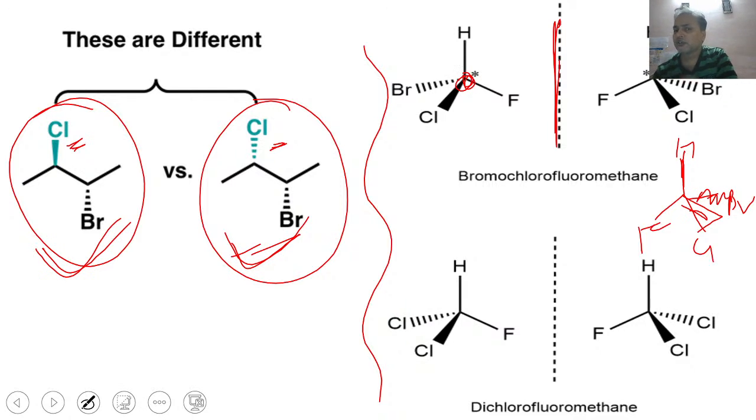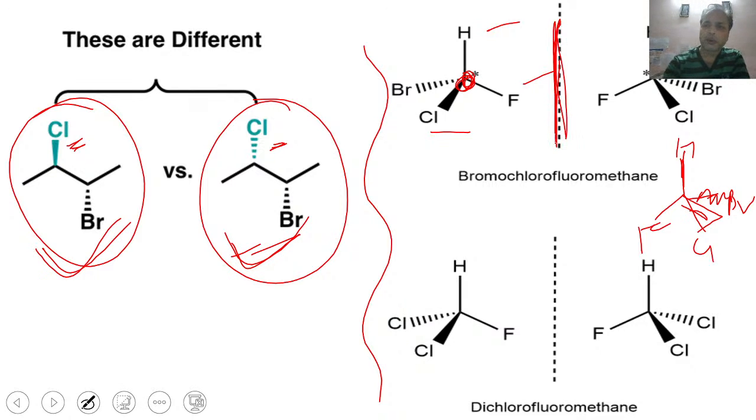Why is it asymmetric? Because the carbon has 4 groups, 4 single bonds, and all 4 are different. Hydrogen is different from fluorine, fluorine is different from chlorine, chlorine is different from bromine. All 4 different types of groups are associated with that carbon, so this has one asymmetric carbon. Obviously it will have stereoisomers, it will have enantiomeric pairs.